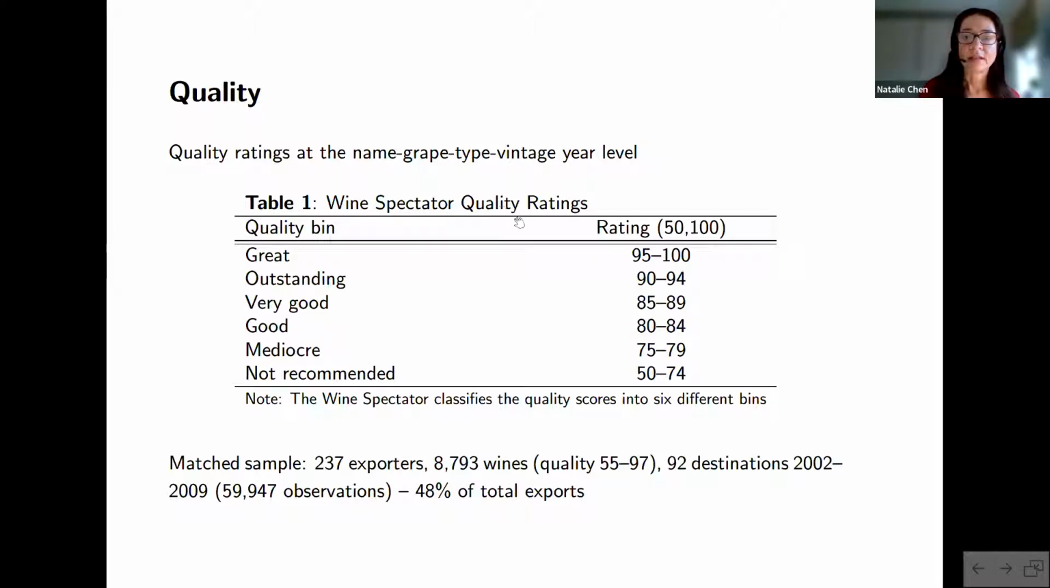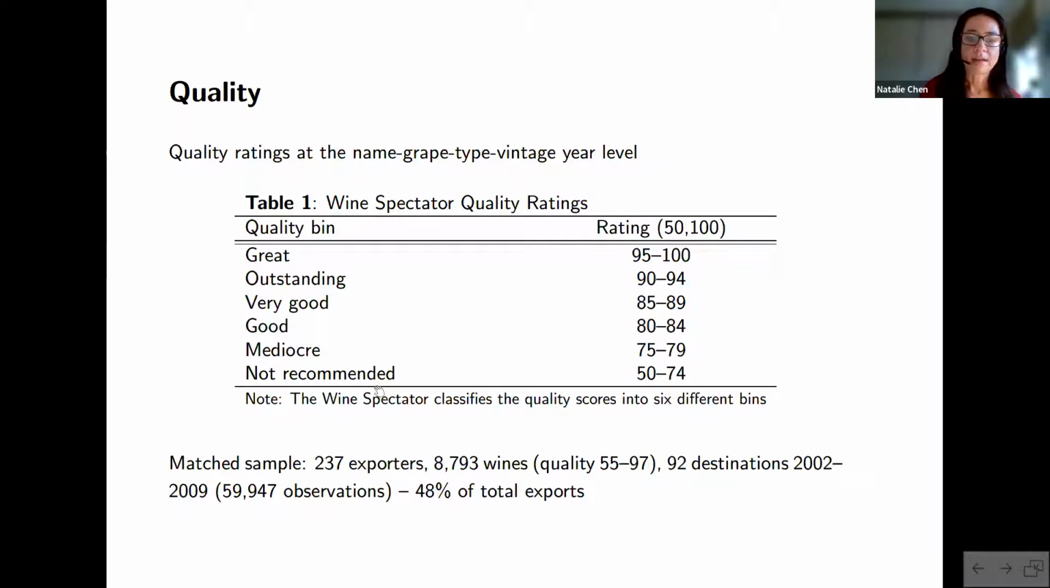The quality ratings vary between 50 and 100, where a larger value indicates a higher quality. And all those quality ratings can be classified into 6 different bins. This is how the Wine Spectator classifies all those different quality ratings. For instance, a great wine, so the top quality wine, would have a rating between 95 and 100. Not recommended wine, which would be a low quality wine, would have a rating between 50 and 74.